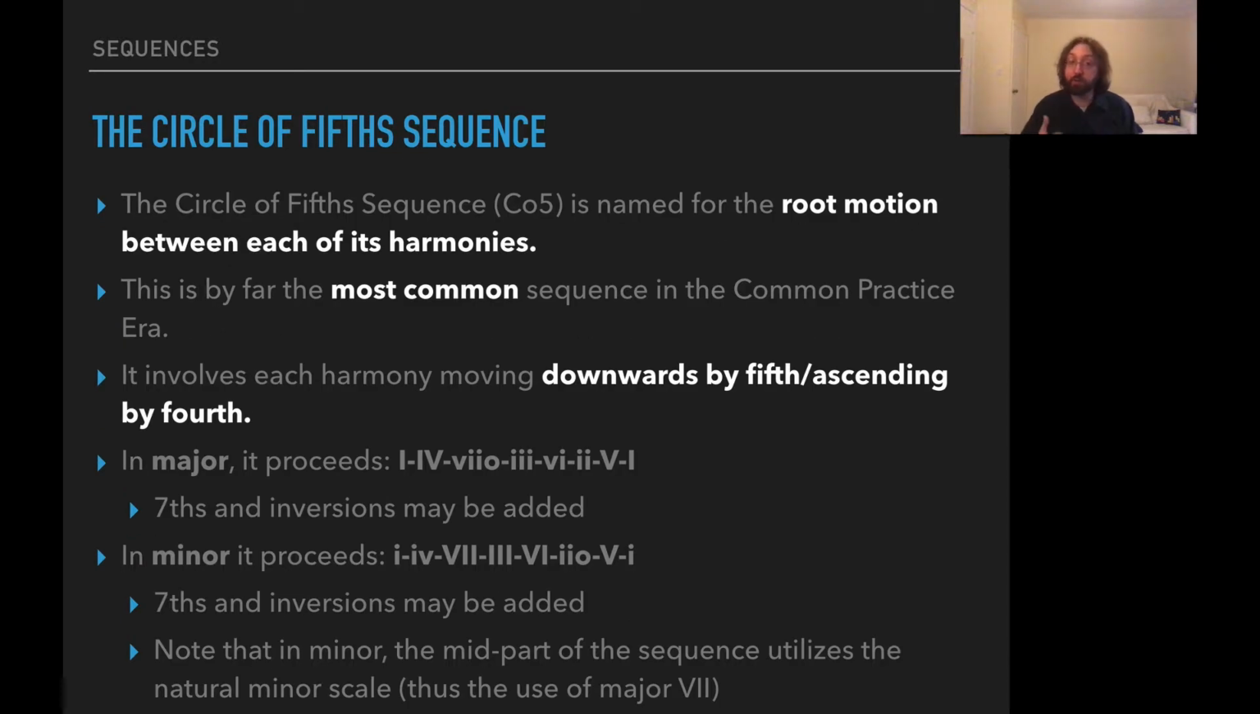Let's talk about the circle of fifths sequence, which you can find more information about in the harmonic progression and harmonic functionality video. The circle of fifths sequence is named for the root motion between each of its harmonies.